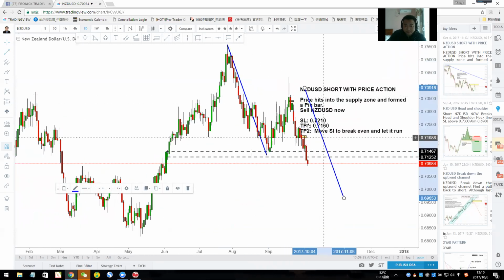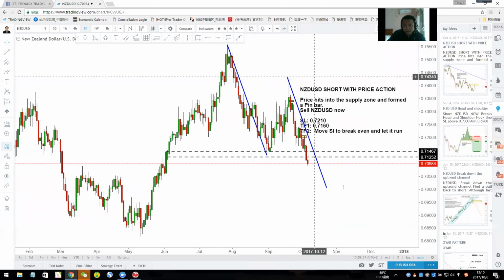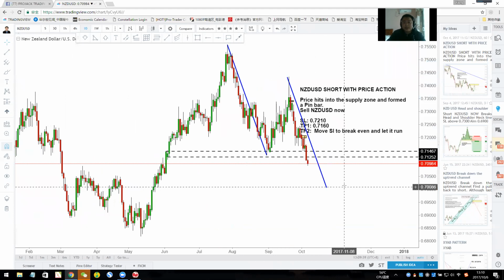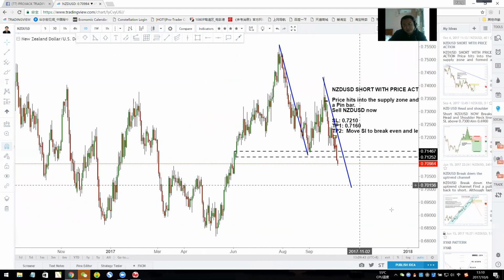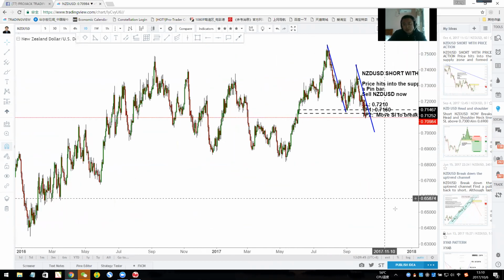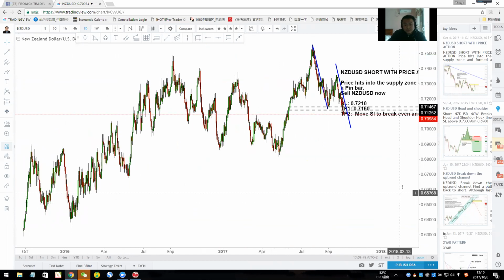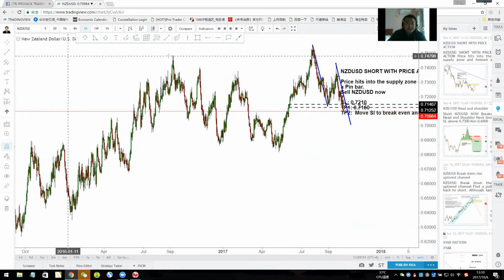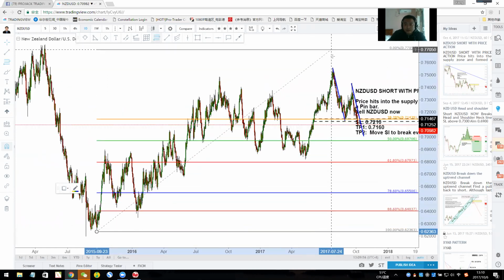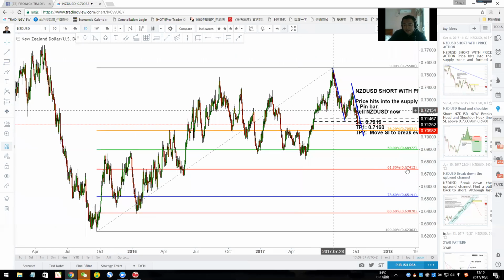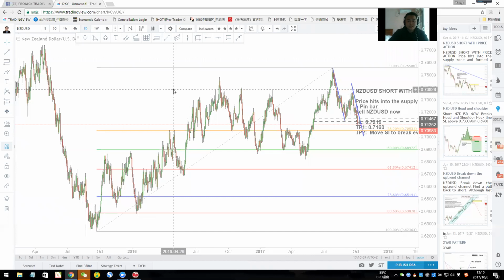So it may go to 0.70. You can keep the Kiwi dollar short, and it may even fall lower, maybe to 0.66, because if you're using the Fibonacci level from the low to the high, you can see 0.6741, the 618 level, is likely to be touched.